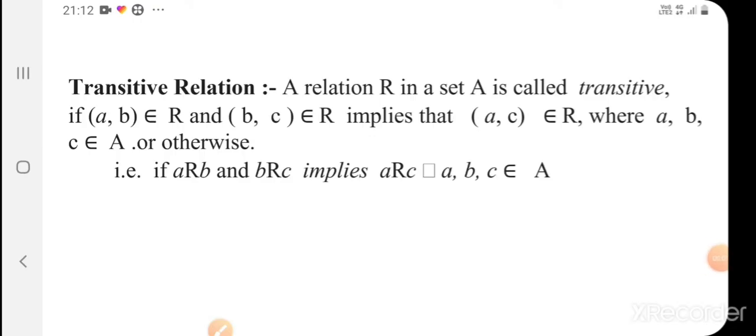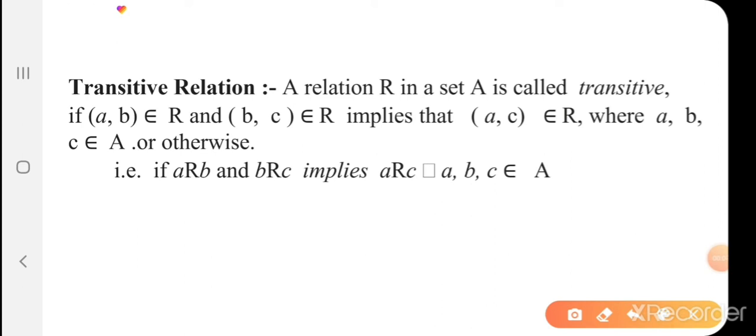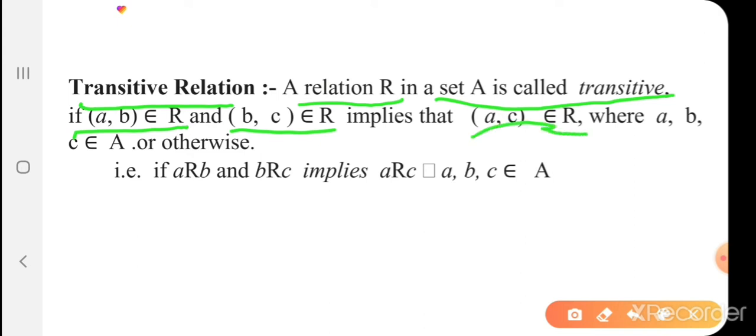A transitive relation. A relation R in set A is called transitive if (a, b) belongs to R and (b, c) belongs to R implies (a, c) belongs to R. So you see here the ordered pairs (a, b) and (b, c): the second element of the first pair and the first element of the second pair are equal, then you have to show the pair (a, c) belongs to R, where a, b, c belong to A.